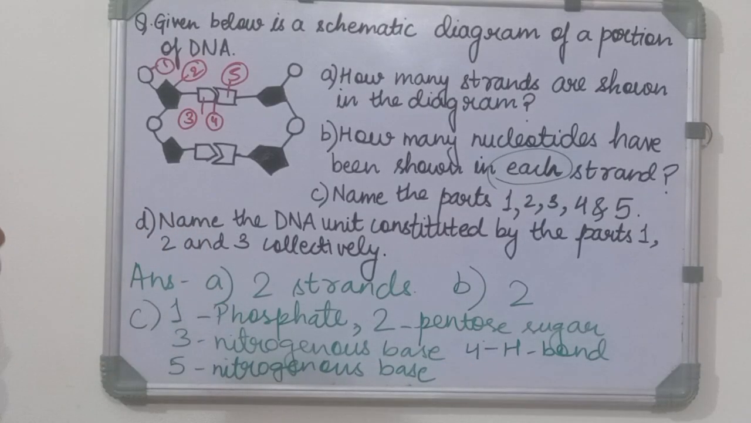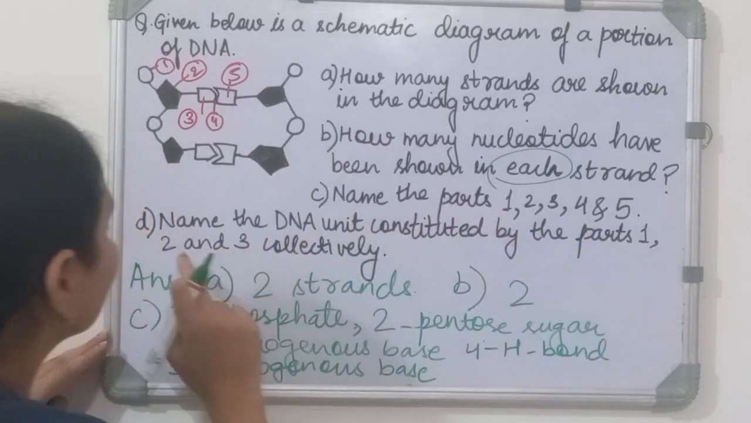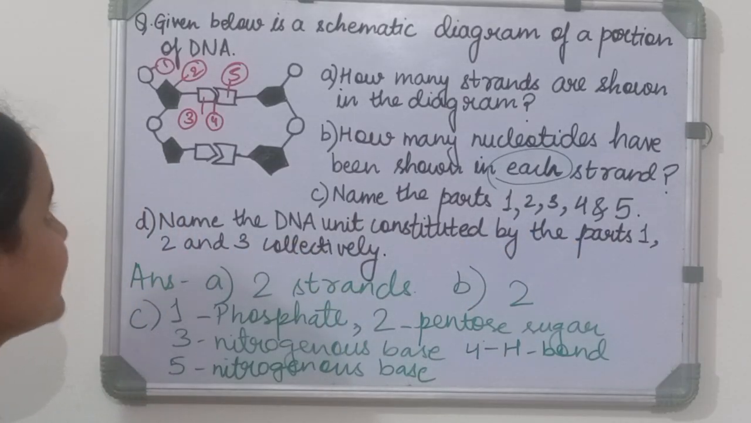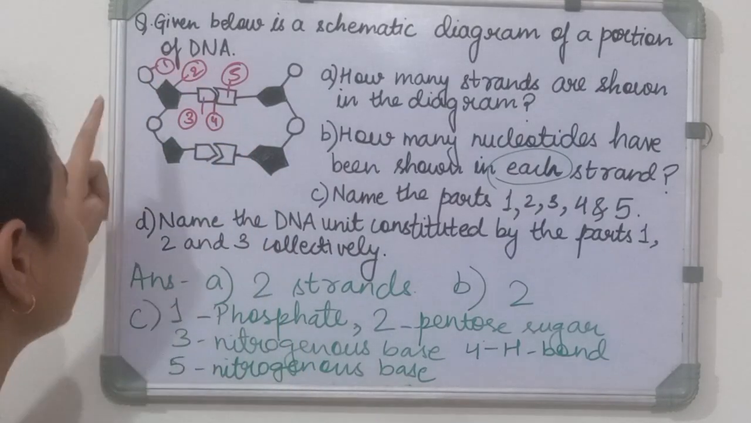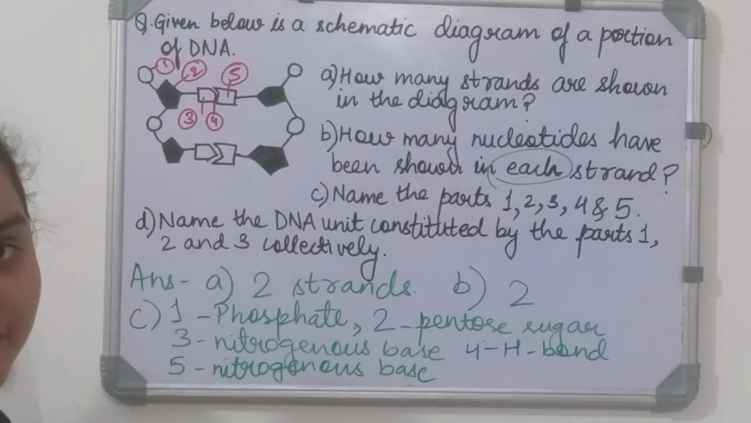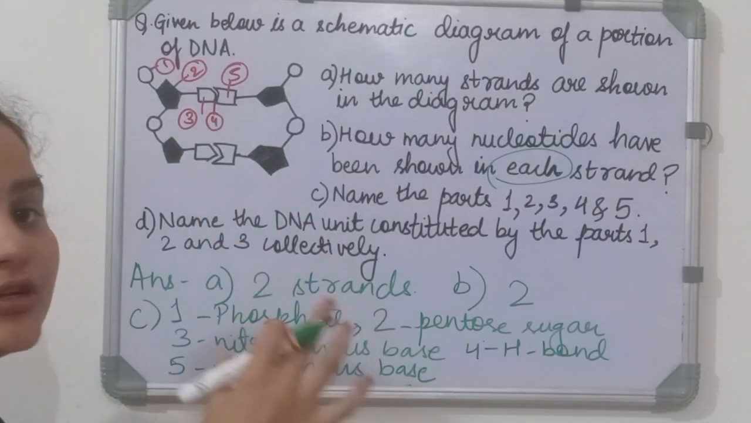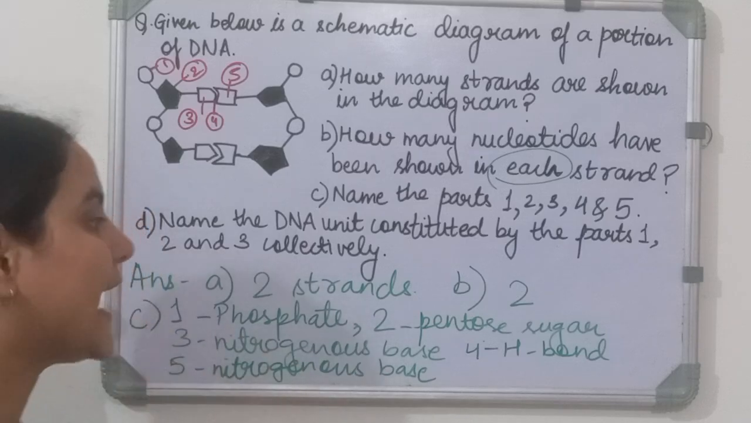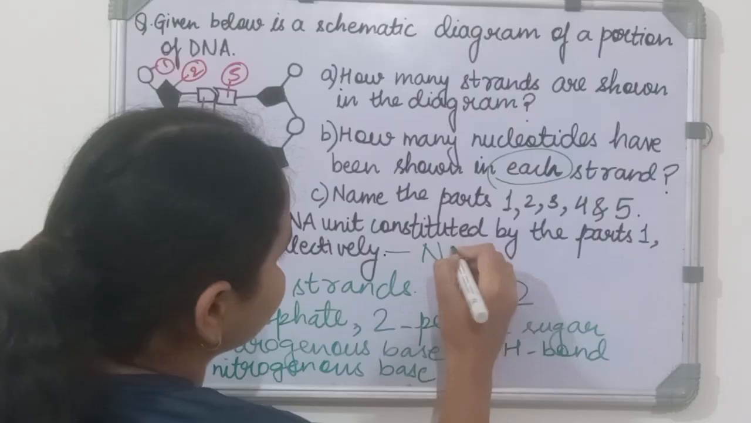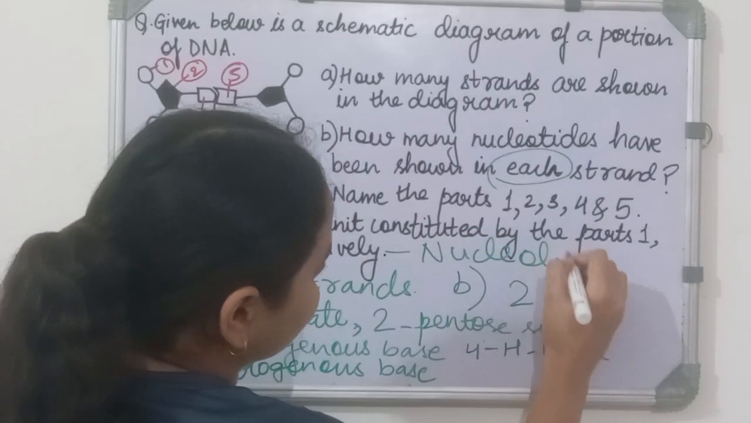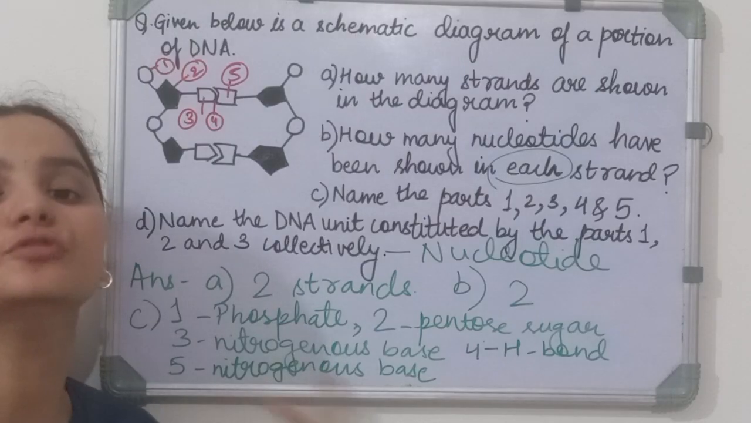Now last question, name the DNA unit constituted by the parts 1, 2 and 3 collectively. It is saying this whole unit 1, 2 and 3 means one is the phosphate, second is the pentose sugar and the third is the nitrogenous base. This whole unit comprises nucleotide. So here the answer for the D part is nucleotide. Okay, I hope this question is clear. Now next, let's move to the next question.